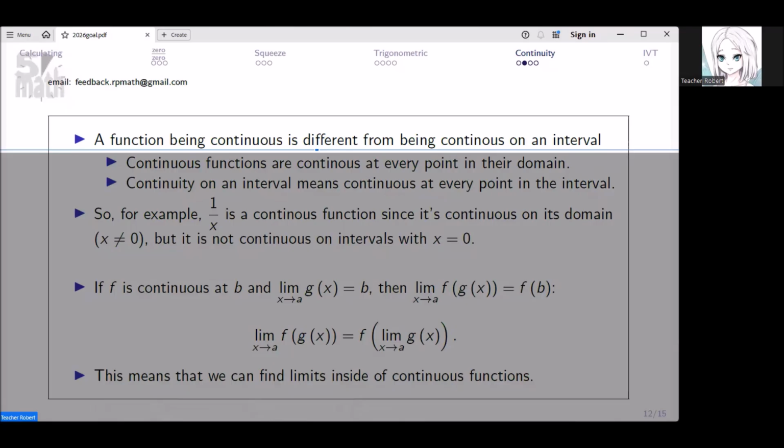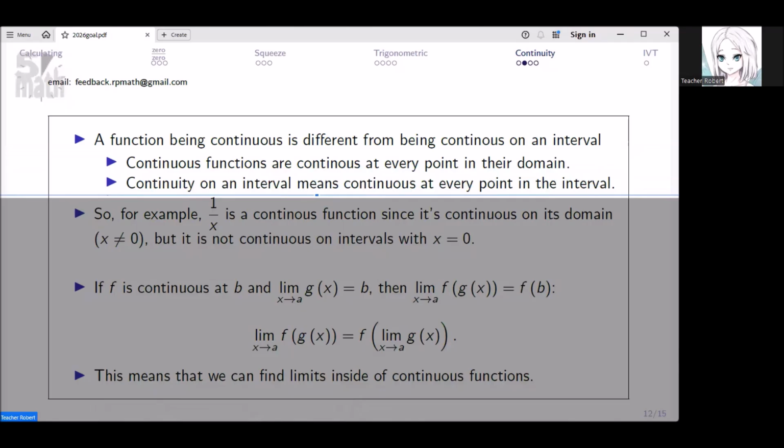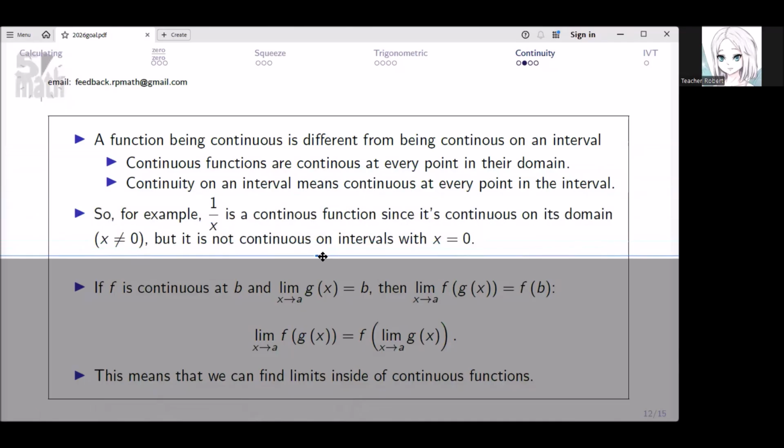A function being continuous is different from being continuous on an interval. Continuous functions are continuous at every point in their domain. Continuity on an interval means continuous at every point in the interval. So, for example, 1 over x is a continuous function since it's continuous on its domain, x not equal to 0, but it is not continuous on intervals with x equals 0.